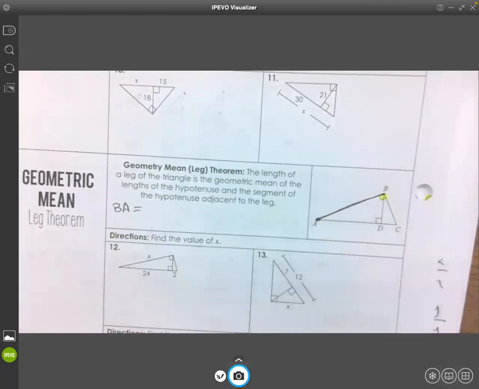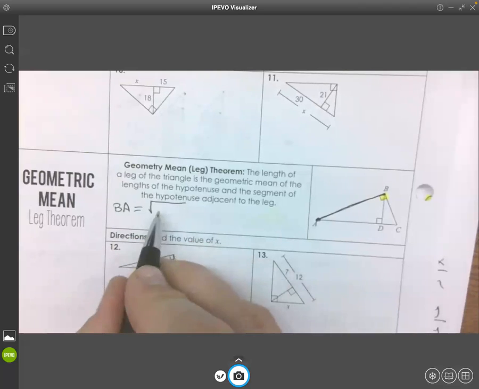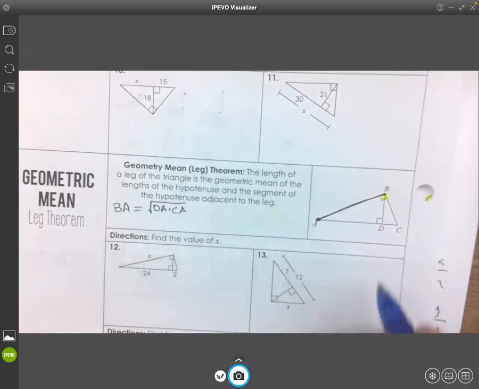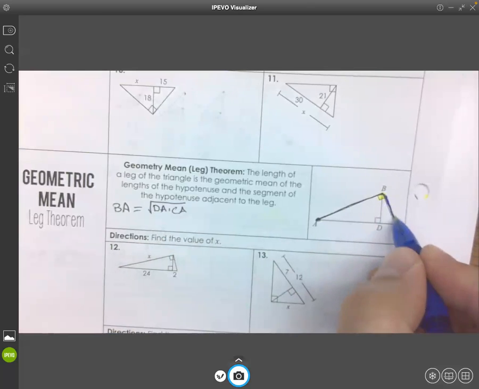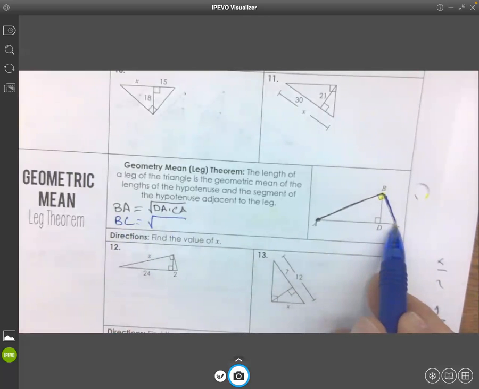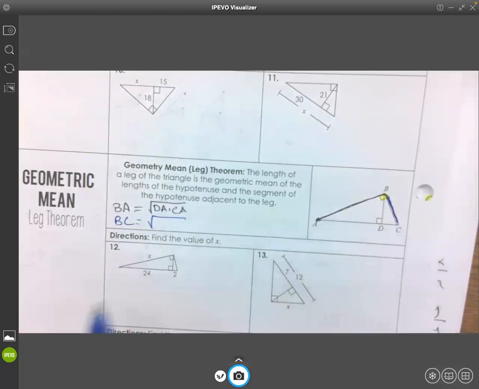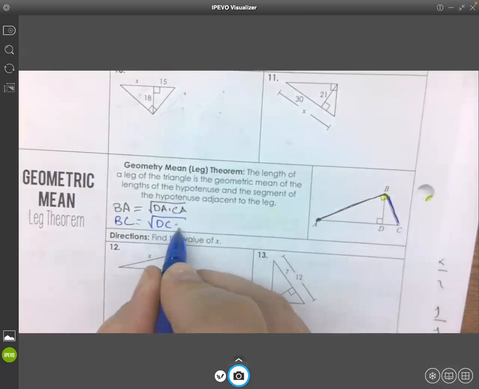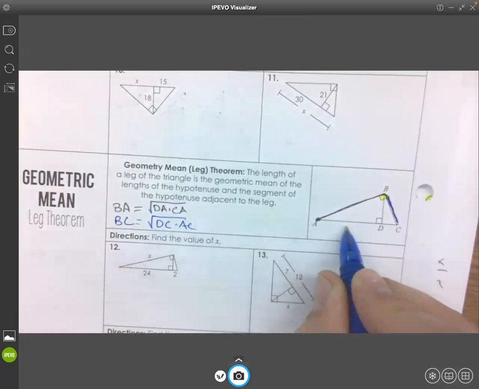And what point does it end on? What's the end point of BA? A. What other two segments end on BA, on A? DA and CA. Those are the two that are the components of the geometric mean. DA times CA. What about BC? That comes out of our inception angle. And it ends on C. What other segments end on C? DC and AC. The right-hand part and the whole thing.